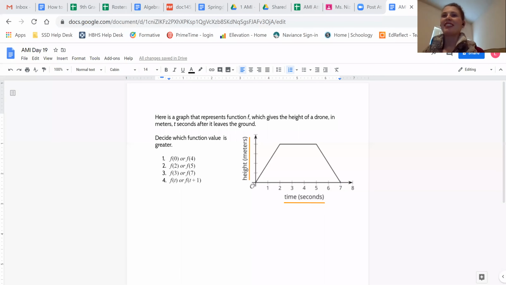Good morning. Today we are going to look at AMI Day 19, and I'd like to start by reading the problem. It says, here is a graph that represents function f, which gives the height of a drone in meters t seconds after it leaves the ground. So it says, decide which function value is greater.